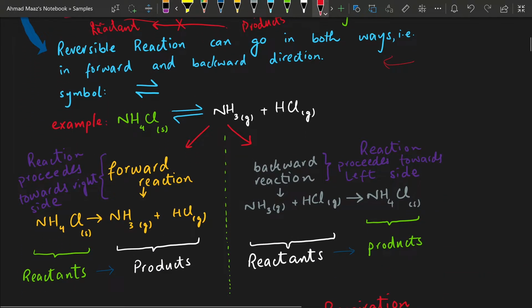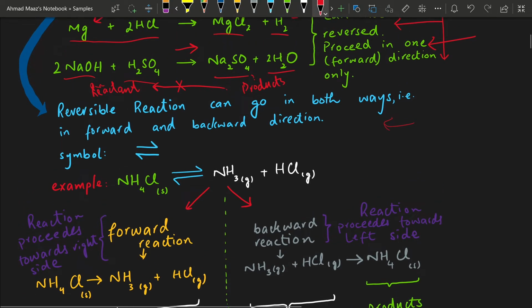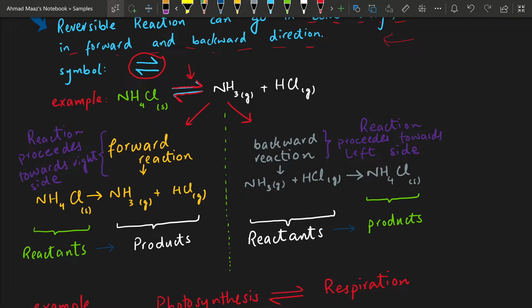Now, what are reversible reactions? Reversible reactions are those reactions that can go in both ways, that is, in the forward and the backward direction. And this is the symbol of a reversible reaction. We use this symbol instead of the forward direction arrow only. We use arrows on both sides, which means that this reaction can go in this direction as well, and also in this direction as well. This reaction can proceed in both forward and backward direction. That is what it means.